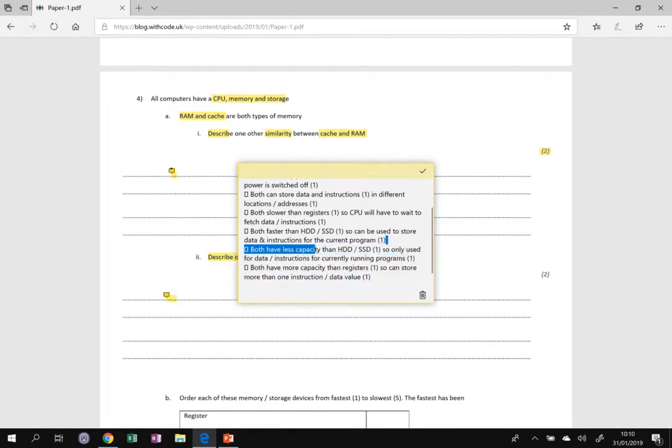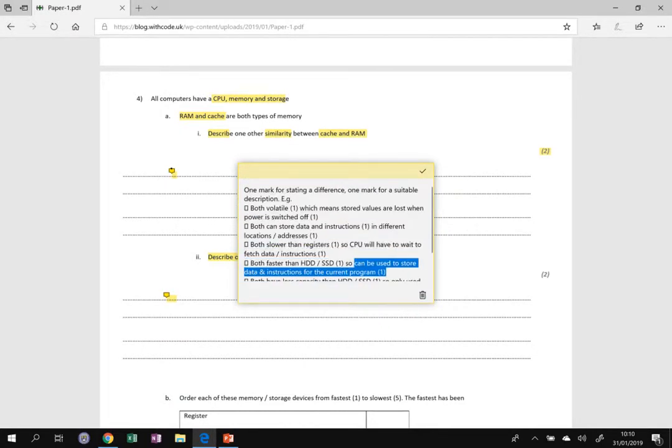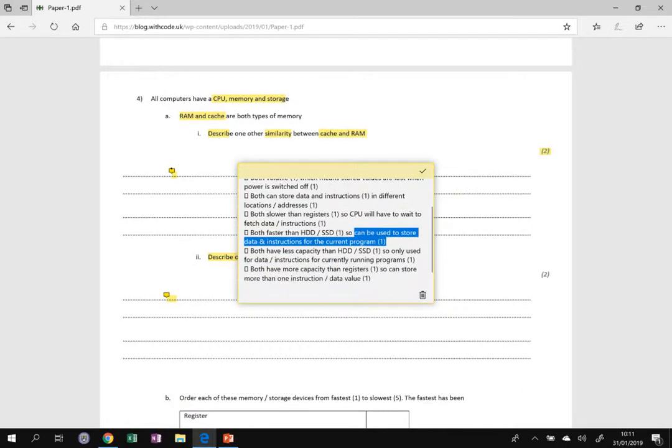Remember, you might have lots of programs installed on your computer, so you might have, I don't know, PowerPoint and Excel and Word all installed on your computer. They'd be saved on your hard disk, but only the ones that you're currently using would be loaded from your hard disk into RAM because it's much faster. Both have less capacity, so RAM and cache can both store less than hard disk or solid state drive. So you only store the programs you're currently using.